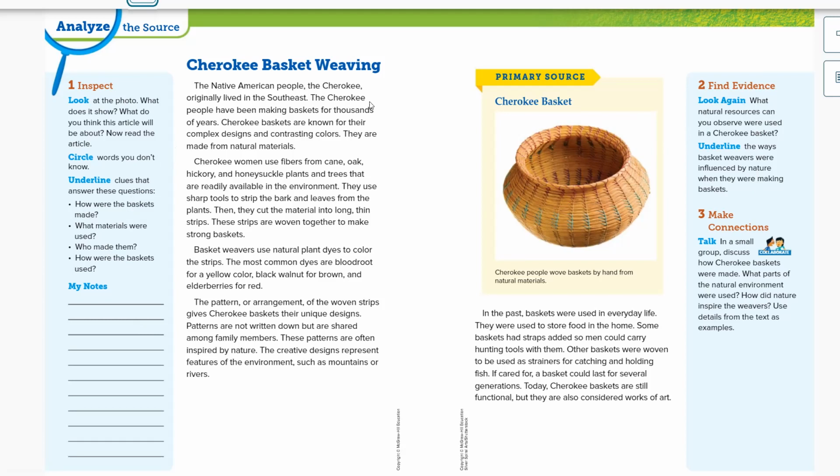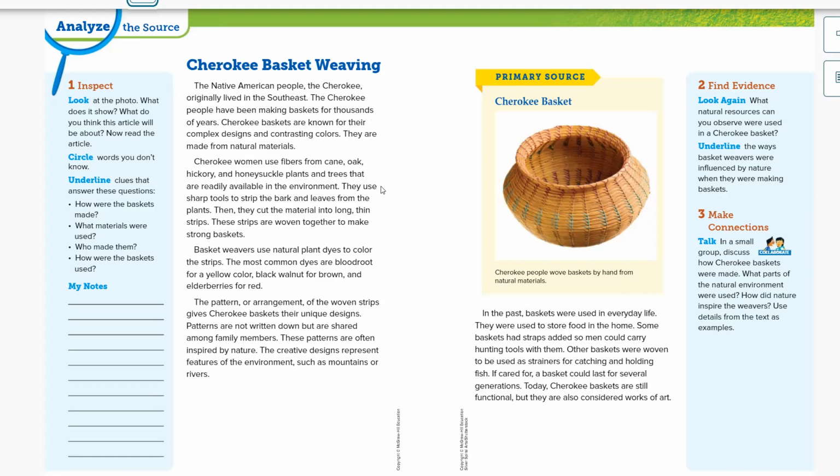Cherokee basket weaving. The Native American people, the Cherokee, originally lived in the Southeast. The Cherokee people have been making baskets for thousands of years. Cherokee baskets are known for their complex designs and contrasting colors. They are made from natural materials. Cherokee women used fibers from cane, oak, hickory, and honeysuckle plants and trees that are readily available in their environment. They used sharp tools to strip the bark and leaves from the plants. Then they cut the material into long, thin strips. These strips are woven together to make strong baskets.